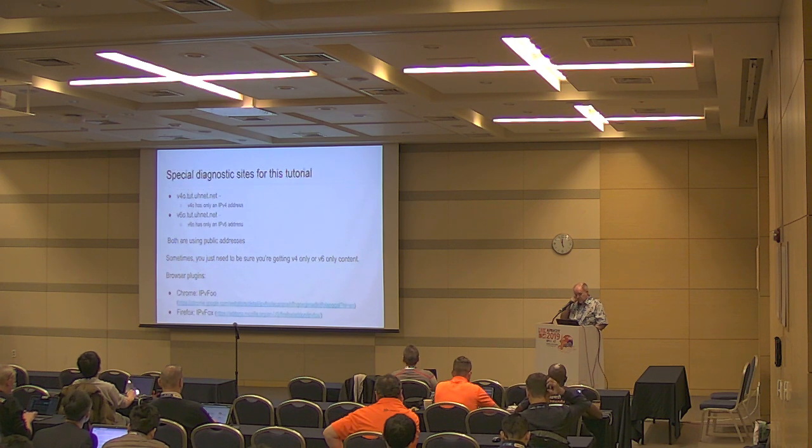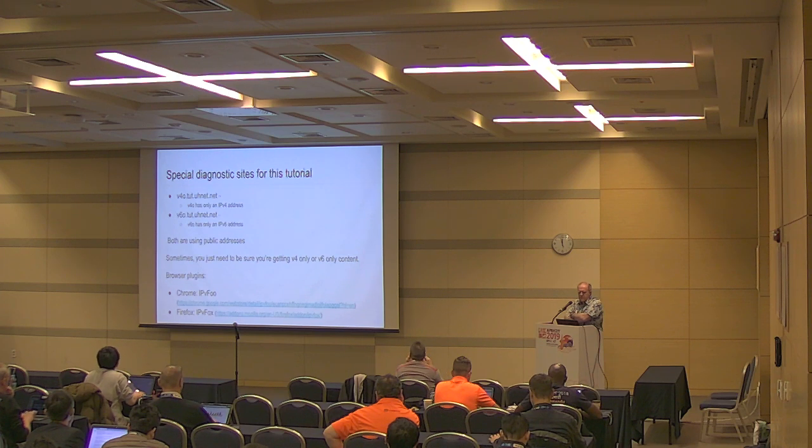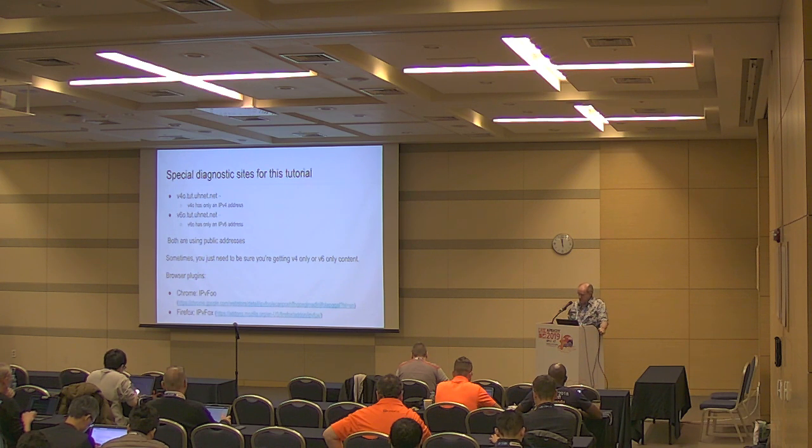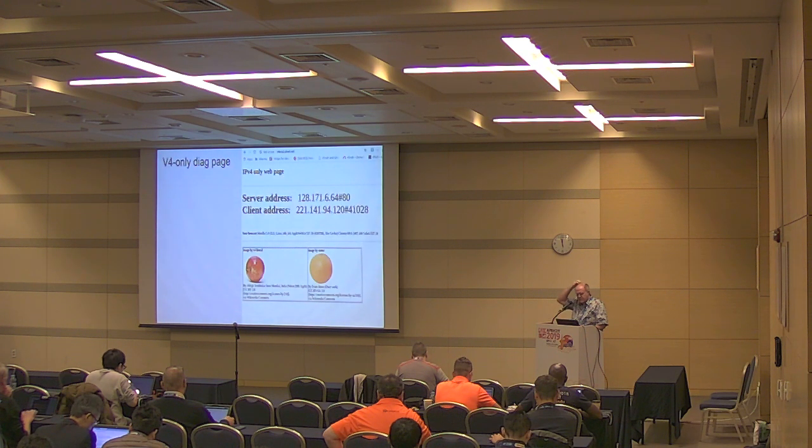So there are a couple of sites that you can try to visit. I was not having luck with V6 connectivity on the Apricot net. I don't know if anybody else is. I hate to declare that, but v4o.2.uhnet.net is a site that only has V4 resources, and v6o.2.uhnet.net only has V6 resources. Both are using public addresses, so you can reach them from anywhere. Right now, if you join the IPv6 solutions SSID in this room, you'll be able to reach v6o and not v4o. Then there are browser plugins at the bottom, if you haven't heard of those before, but most V6 mavens already have it installed. That's a picture of the V4-only web server.